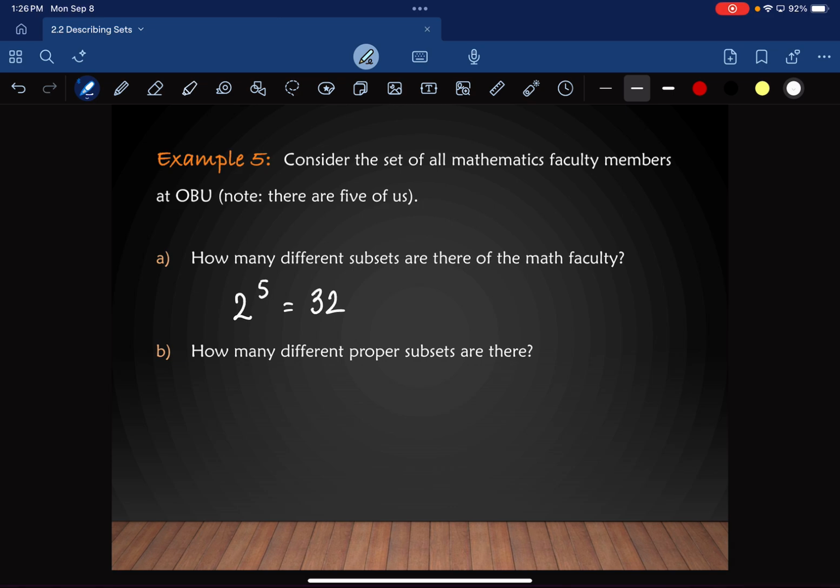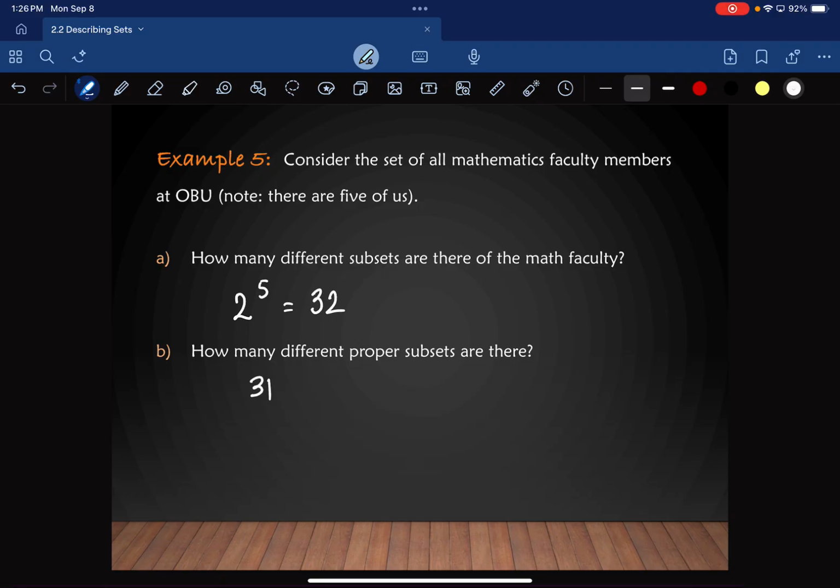How many proper subsets are there? 31. It's just 1 fewer. Now, if we wanted to change this and make some sort of a subcategory, and we wanted to talk about just the female math faculty members, there's not 5 of us because we're not all female. There's only 3 of us. And we could do the same thing. How many subsets would there be?